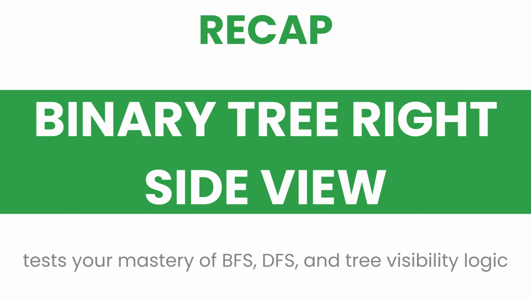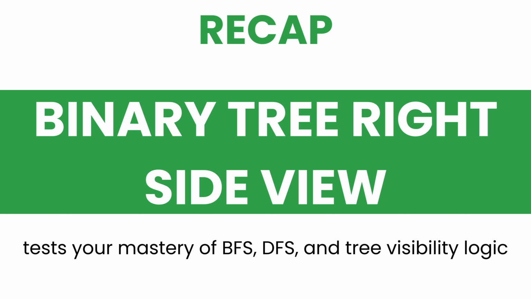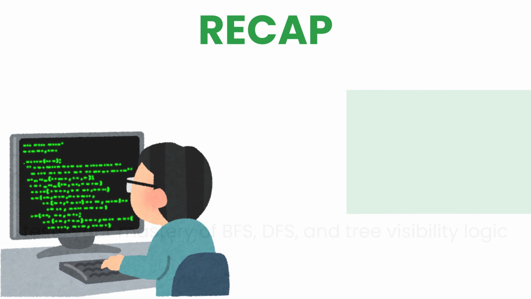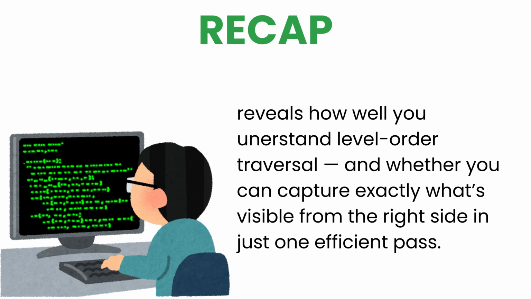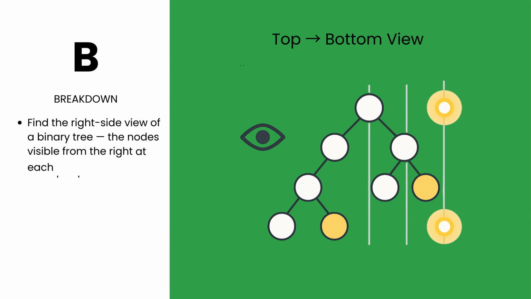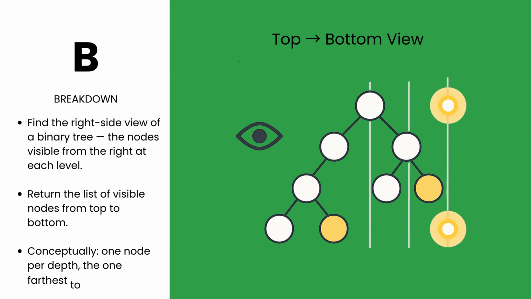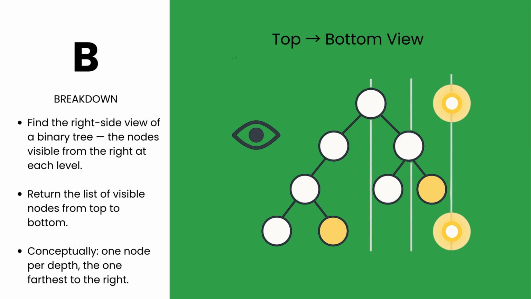Let's wrap it up. The binary tree right-side view problem is one of those interview favorites that tests your mastery of BFS, DFS, and tree visibility logic. It's a clean challenge that reveals how well you understand level order traversal, and whether you can capture exactly what's visible from the right side in just one efficient pass. We're given a binary tree and asked to return the values of the nodes that are visible from the right side, one per level, from top to bottom.